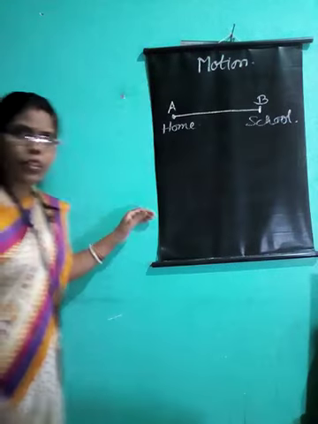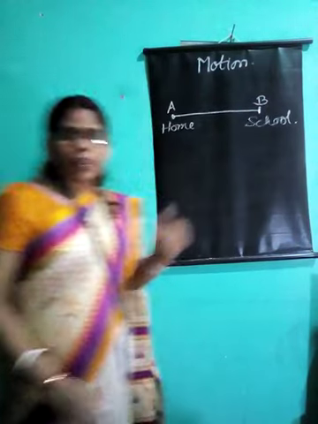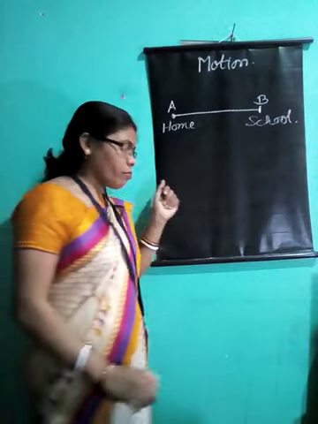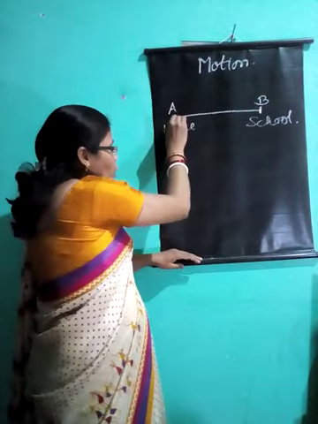Suppose I start from here, move here. So I am in motion. I have come back to my place. I was in motion. But now what happened? This boy has started from here. He has moved this much distance and then reached his school. How did you come to know that he has moved or motion has taken place? How do you come to know?